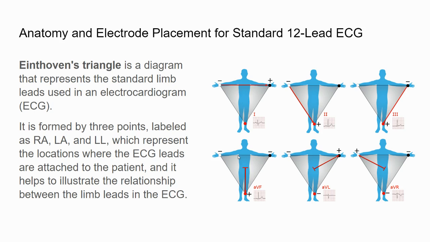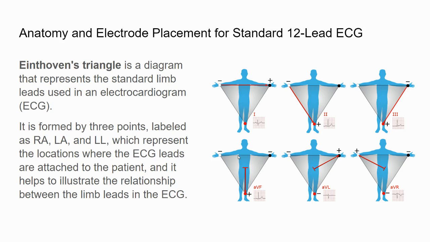Why it's important to know Einthoven's triangle is because it helps to illustrate the relationship between the limb leads and the ECG. The leads on the right arm and left arm represent the potential difference between the right arm and the left arm, while the lead on the left leg is the reference point or ground. By analyzing electrical activity recorded in these leads, we can identify various cardiac conditions, including ischemia, infarction, arrhythmias, and other abnormalities. So essentially these are vectors of potential differences.